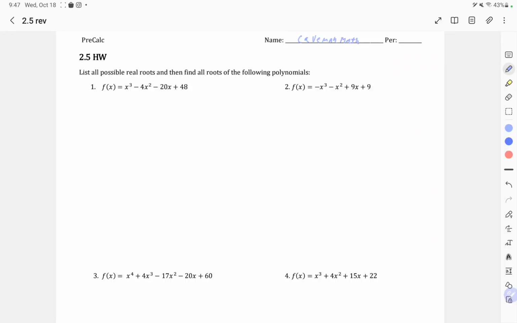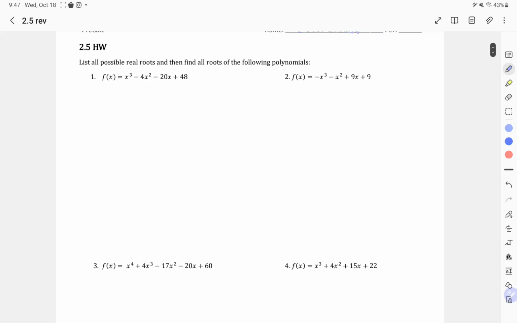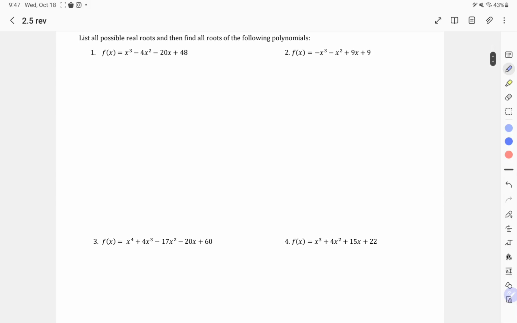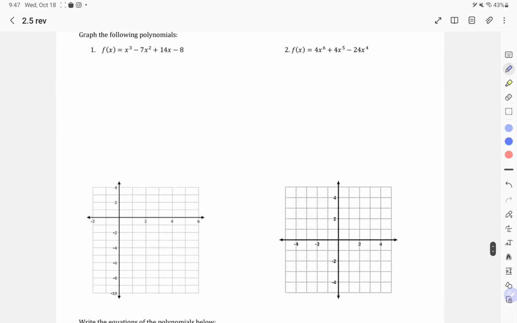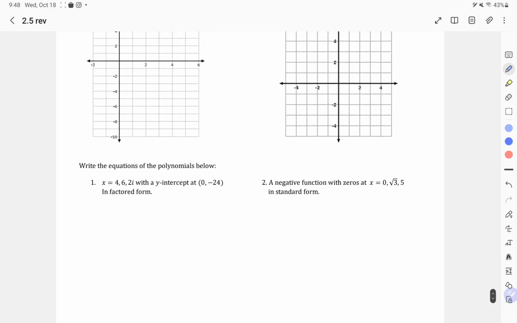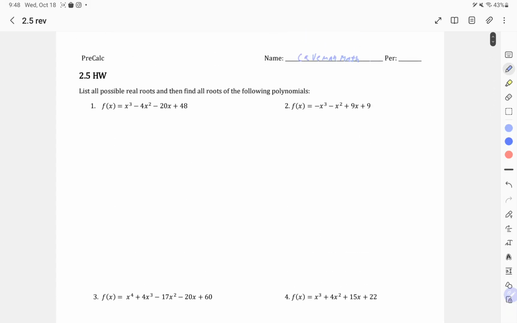Brothers and sisters. Today I will be showing you guys how to list all the possible real roots and possible roots of the following functions, the polynomials, and then we're going to graph polynomials, and then we're going to write polynomial equations from text. All right, let's get started.